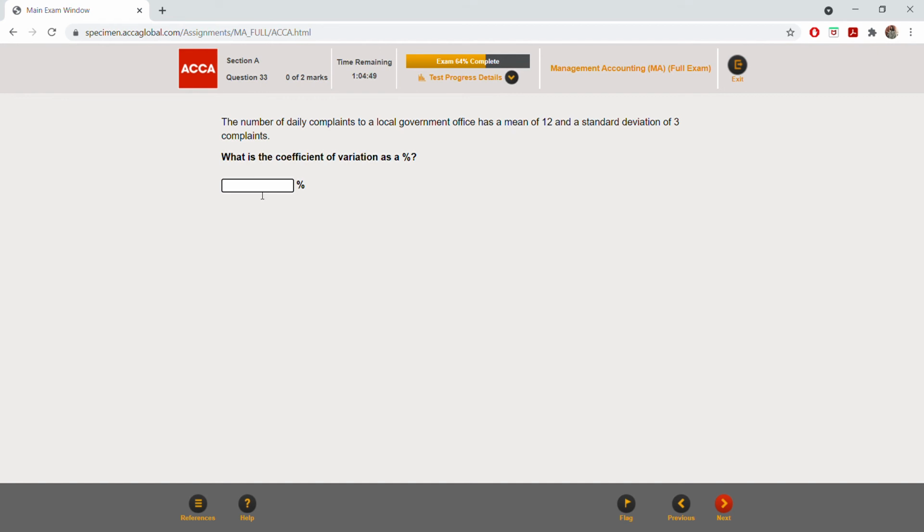It is your standard deviation divided by mean. So standard deviation is 3 divided by mean, which is 12. So 3 over 12 into 100, which is 25%.